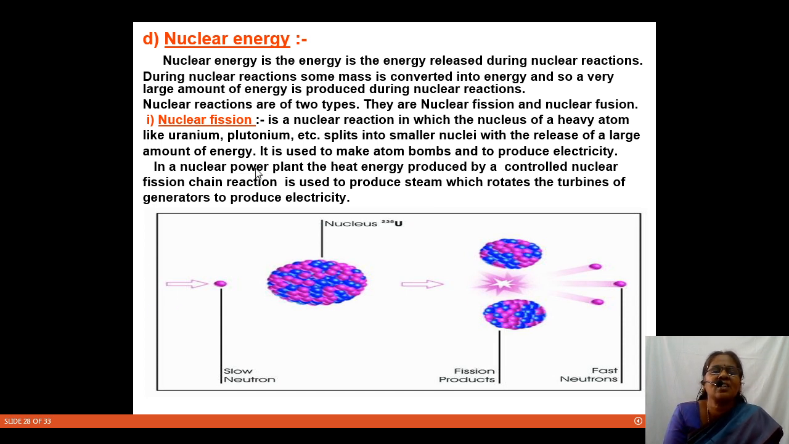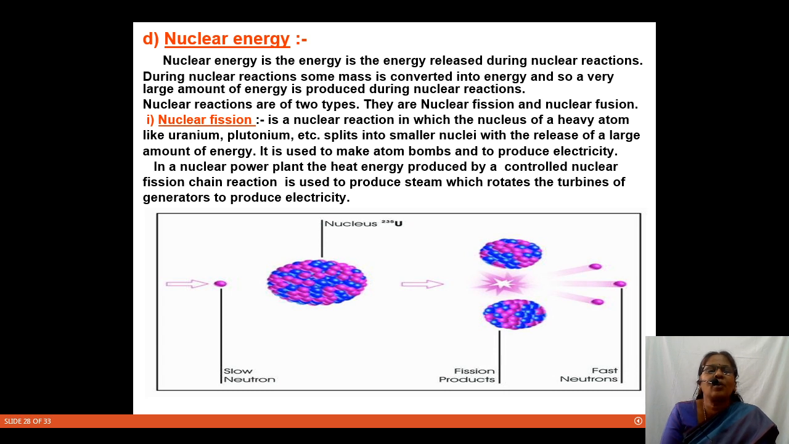The nuclear reactions are of two types. They are nuclear fission and nuclear fusion reaction. First we will discuss nuclear fission reaction. Nuclear fission reaction is a nuclear reaction in which the nucleus of a heavy atom like uranium, plutonium, etc. splits into smaller nuclei with the release of a large amount of energy. It is used to make atom bombs and to produce electricity.